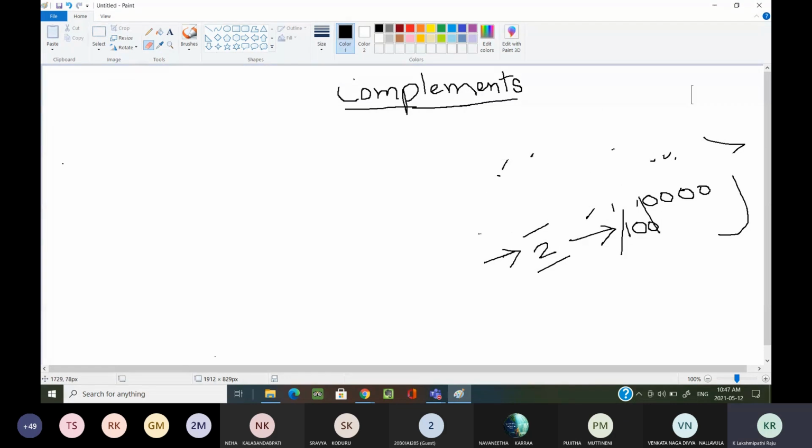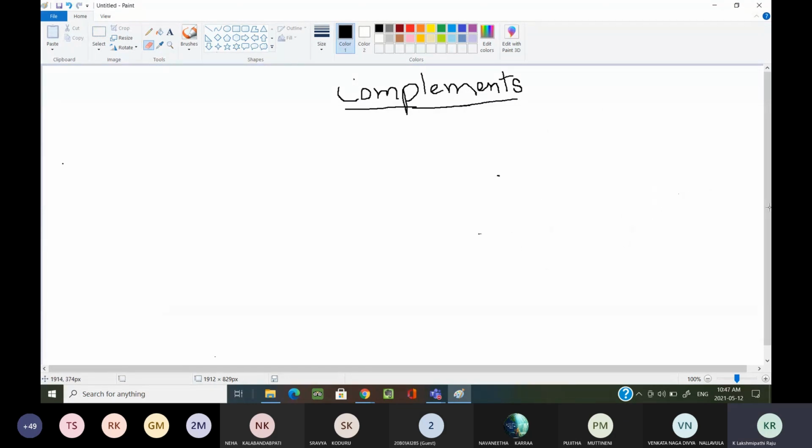Now, moving to the last topic, number systems. Can someone tell me any random number? 1A2C of base 16. What we have to calculate is the R's complement, that means the 16th complement. We have to calculate the 16th complement.